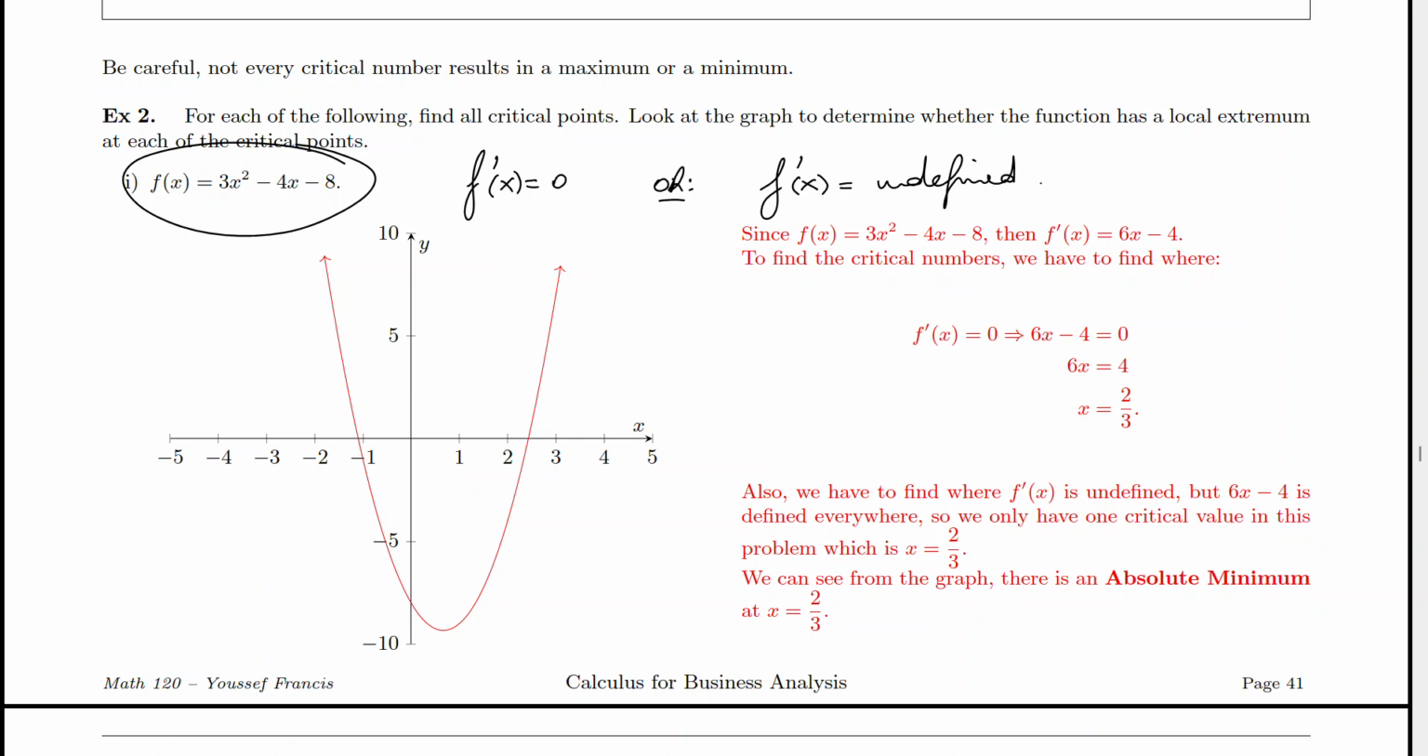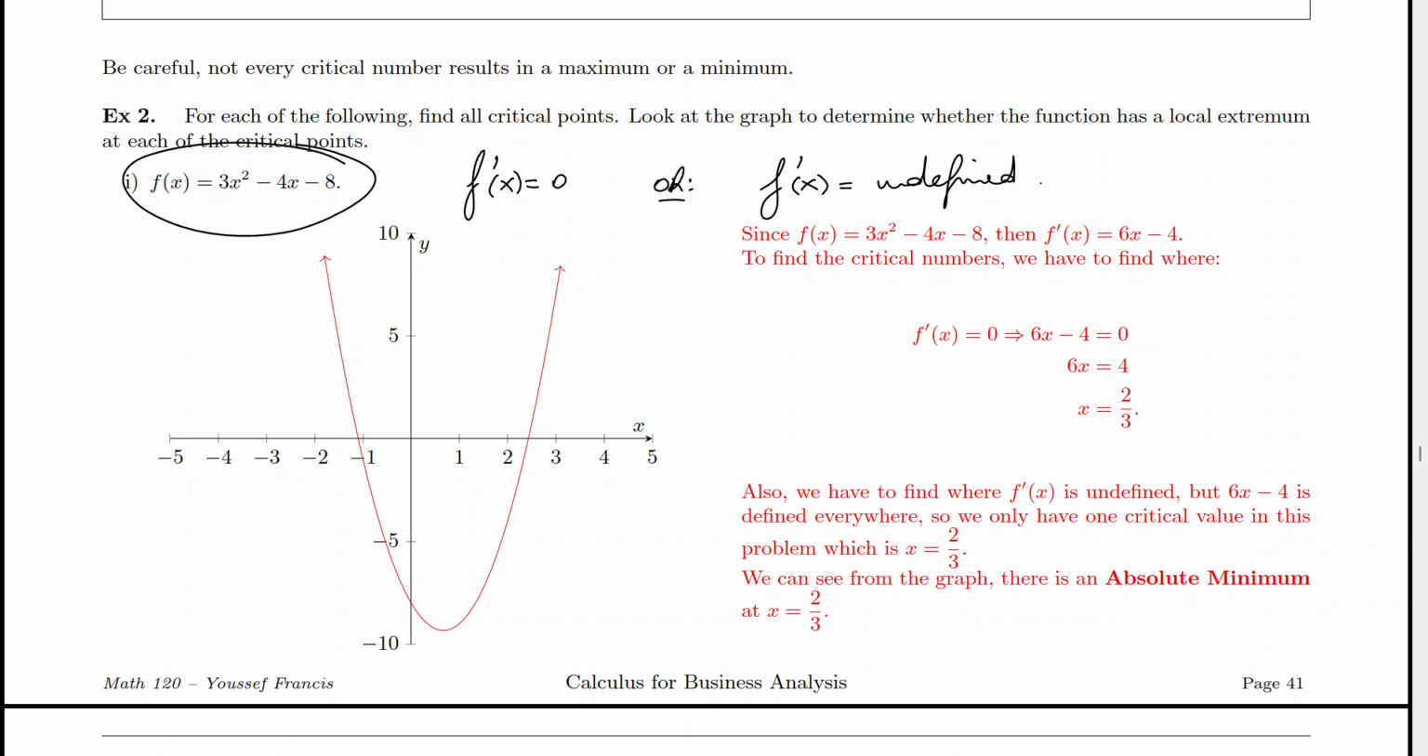So if you're confused about what to do in a problem, a good option would be to just find the derivative and then find the places where the derivative is equal to 0, or the places where the derivative is undefined. And usually you've done pretty much 90% of the work that's required to answer whatever question you're given for the rest of this chapter.